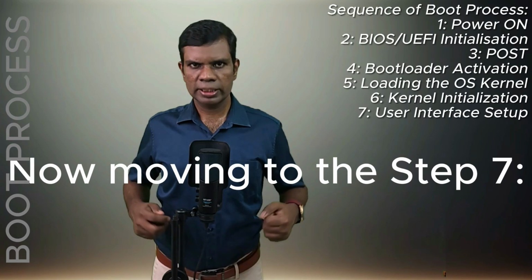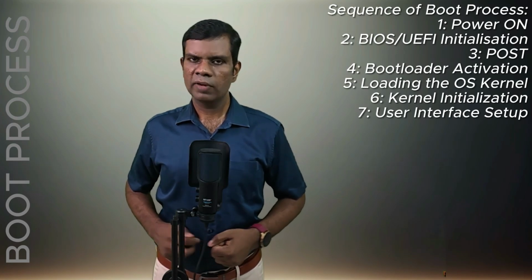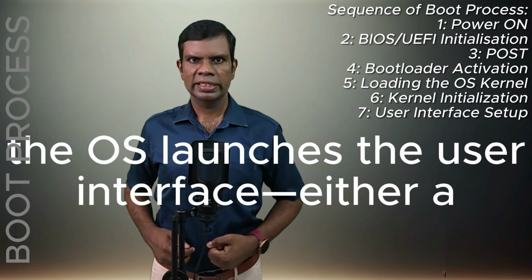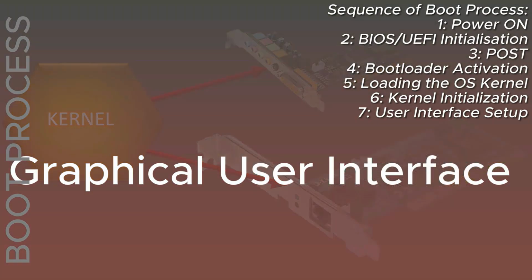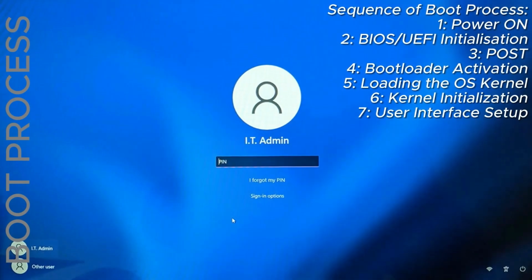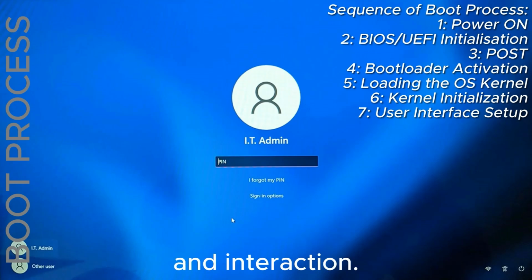Now moving to step 7, user interface setup. Finally, the operating system launches the user interface, either a graphical user interface, GUI, or a command line interface, CLI. The system is now ready for user login and interaction.